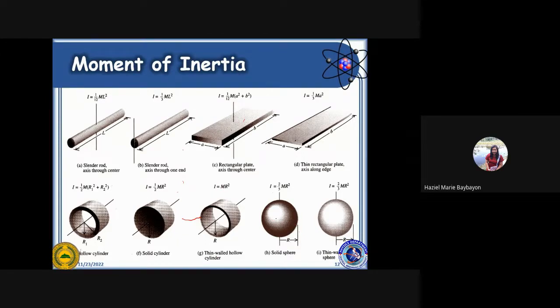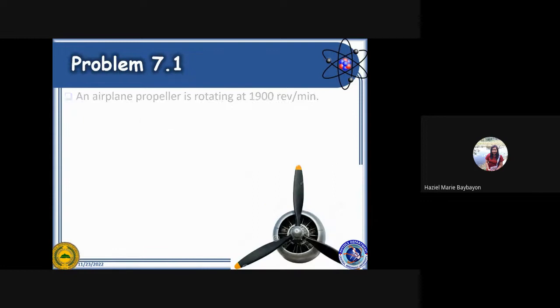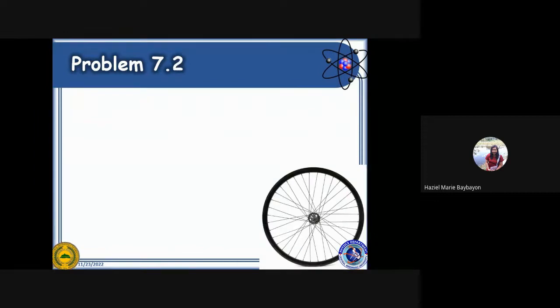And then this is for the sphere, solid sphere, 2/5 mr squared. And then for the hollow sphere, it is equal to 2/3 mr squared. All right. So let's have problem number 1.